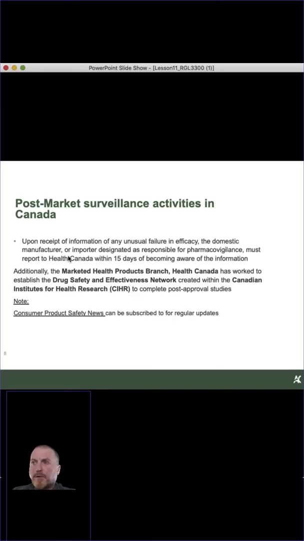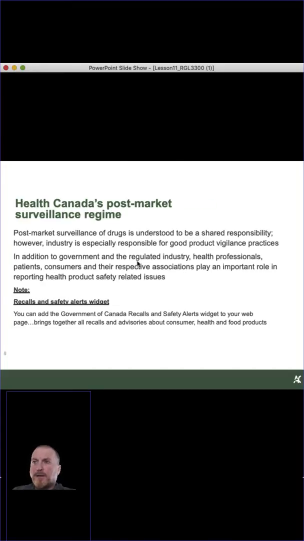Additionally, the Marketed Health Products Branch, Health Canada, has worked to establish the Drug Safety and Effectiveness Network created within the Canadian Institutes for Health Research to complete post-approval studies. So this would be special studies where the department has some concerns. The reports are not adequate to satisfy those concerns in terms of the information requirements to determine severity or risk. And so various post-market research special projects can be conducted, all right, by Health Canada as well.